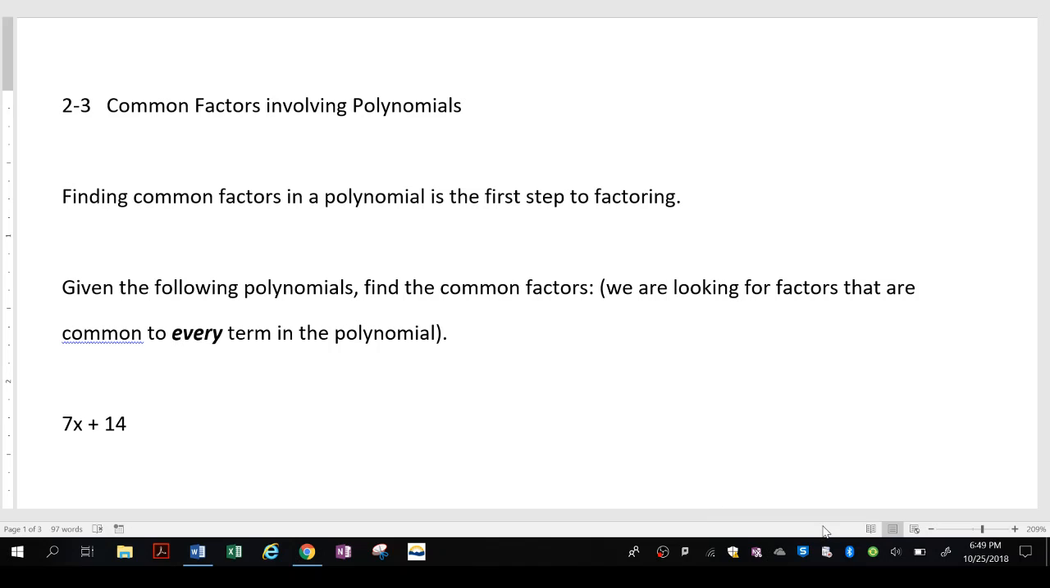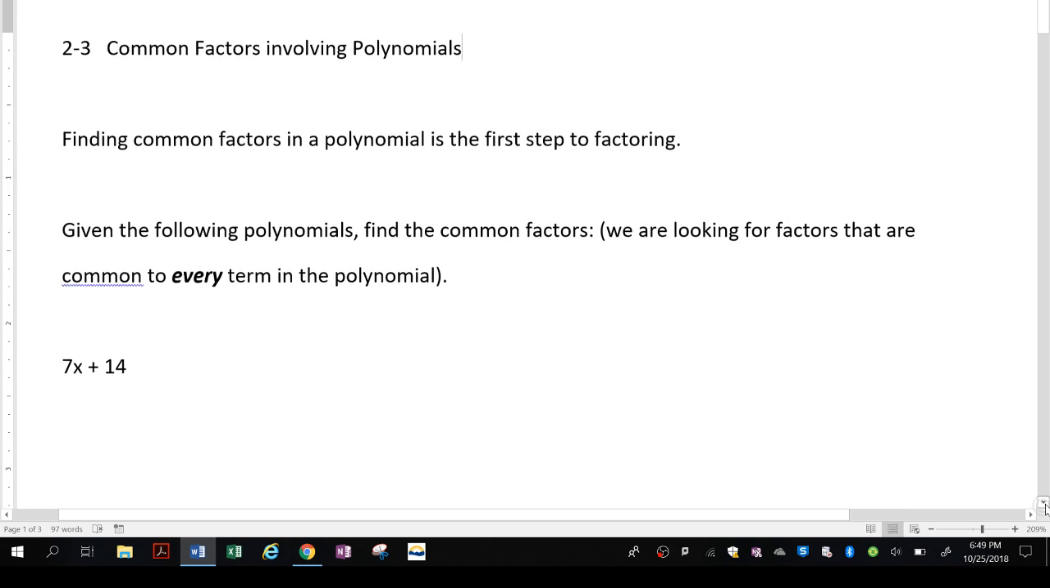This lesson is on common factors involving polynomials. So finding common factors in a polynomial is the first step that we take towards factoring polynomials. Looking at a couple examples here, we're looking for common factors that are common to every term in the polynomial.